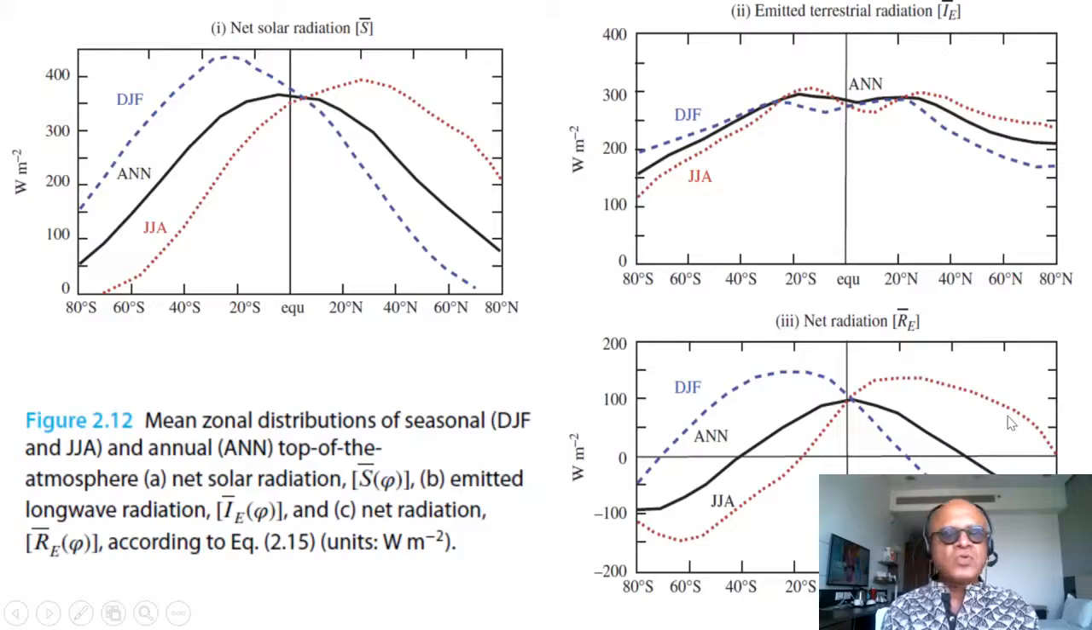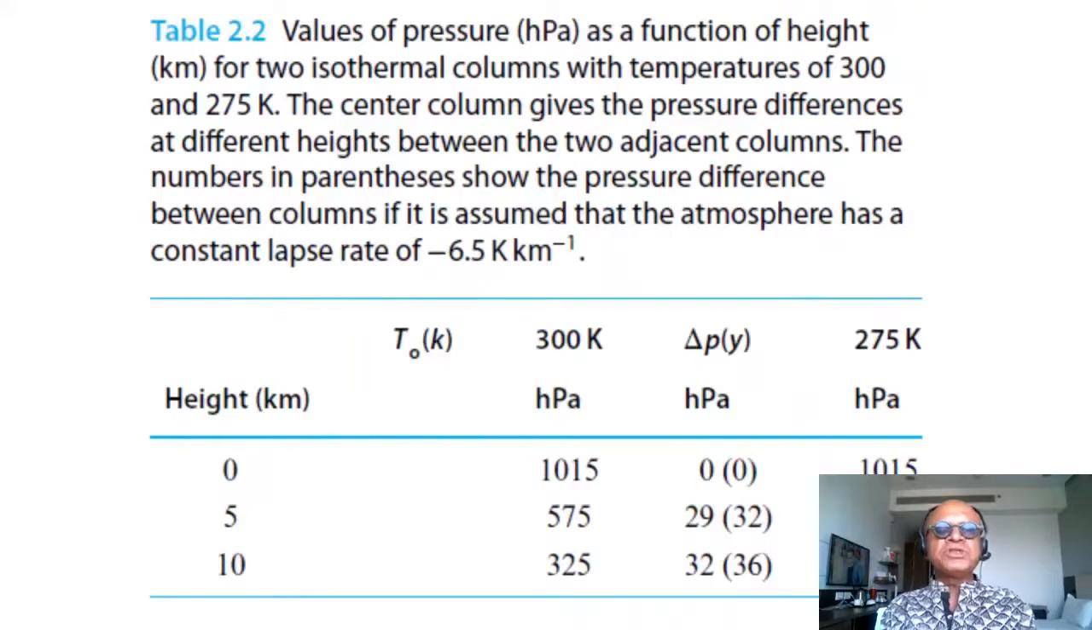Okay, so this is going to create buoyancy distributions, and you can look at the value of pressure as a function of height for two isothermal columns with temperatures of 300 and 275 Kelvin.